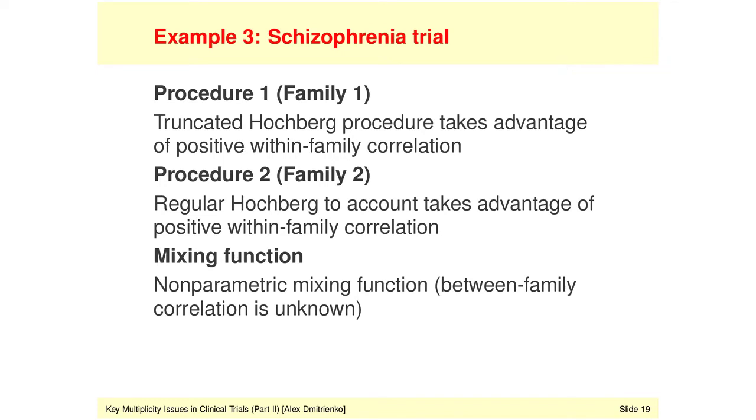And as an alternative to the non-parametric or parametric gatekeeping procedures, we have considered a semi-parametric Hogberg-based gatekeeping procedure. This procedure is the most meaningful approach to multiplicity adjustment in example 3, and this Hogberg-based procedure will be constructed to protect the overall type 1 error rate in example 3 from the three building blocks that are defined on the slide. Once again, the truncated Hogberg in family 1, the regular Hogberg procedure in family 2, and a non-parametric mixing function needs to be applied because the between family correlation is unknown.